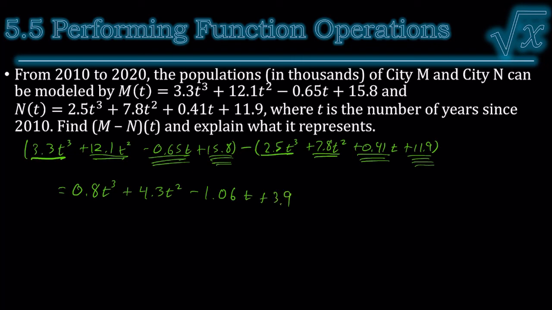And what does it represent? Well, subtracting the populations gives how much greater the population of M is than N. So it is the difference in population since 2010.